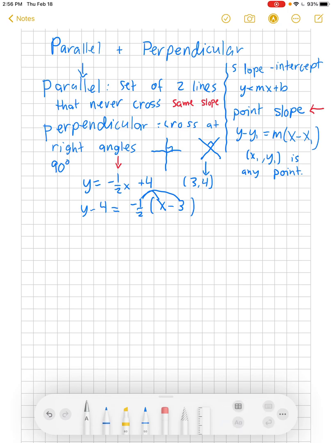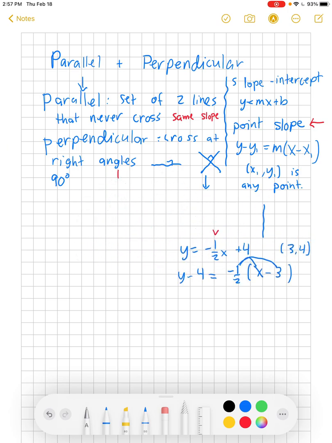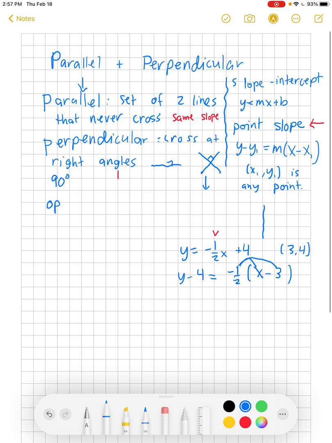Now here's the most important nugget of information based on what we're doing today. The slopes of perpendicular lines are what is called opposite reciprocals. Meaning, you have to flip the sign and you also have to flip the fraction.